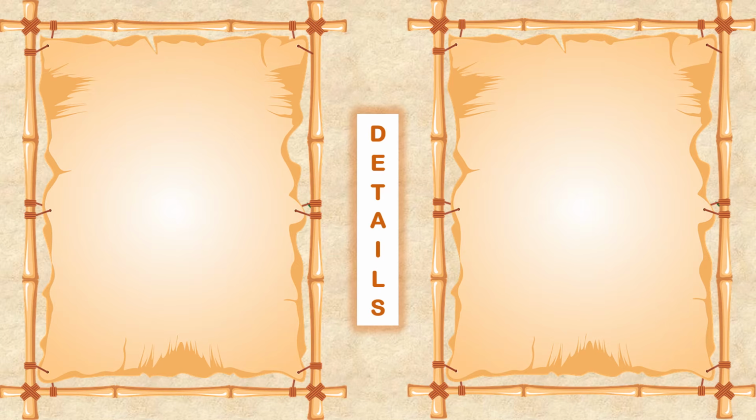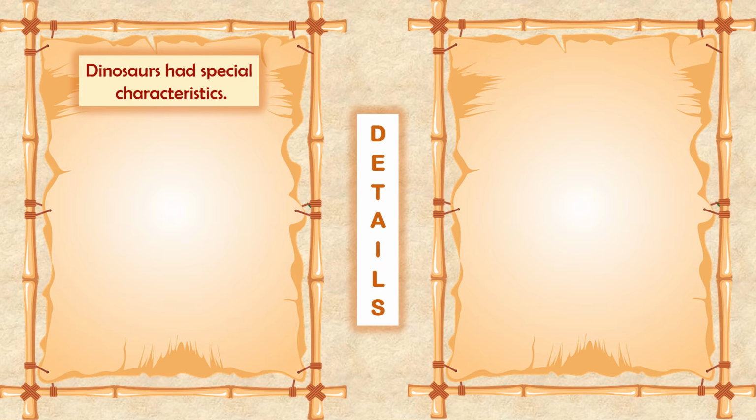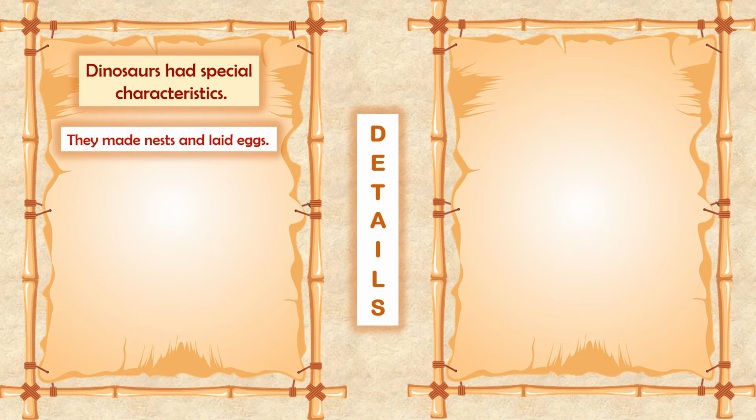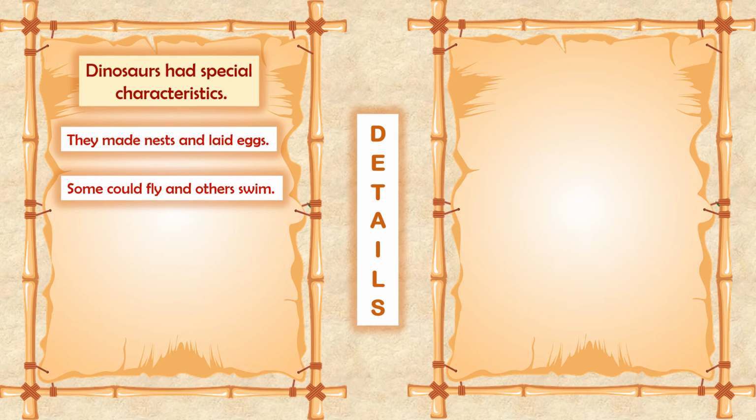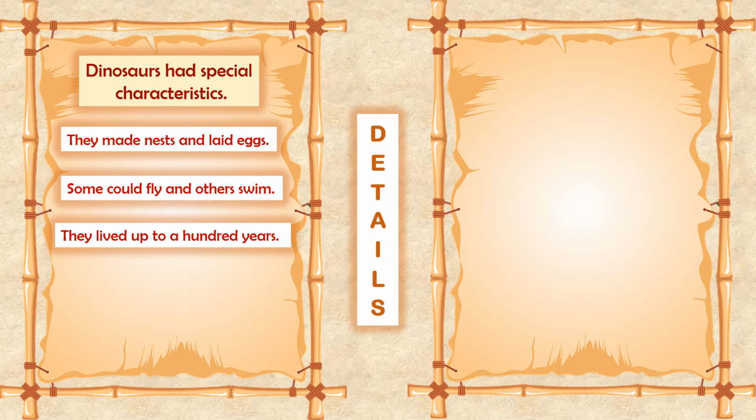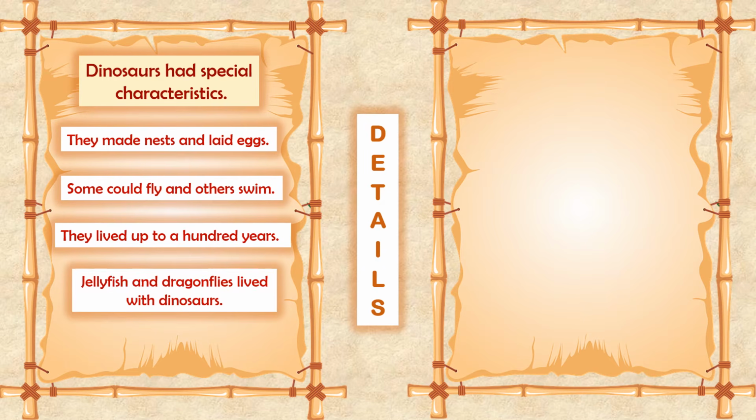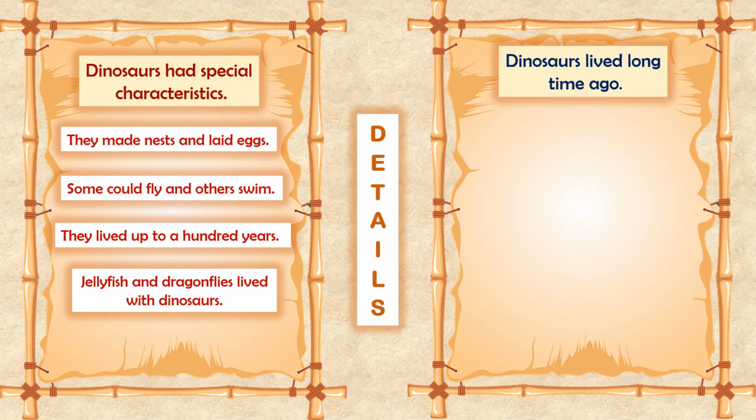I noticed that some details are related to characteristics of dinosaurs, or things that dinosaurs could do. Let's retell those details. For example, some dinosaurs made nests and laid eggs. Some dinosaurs could fly, while some could swim. Most dinosaurs lived up to 100 years old. Jellyfish and dragonflies were some animals that lived with dinosaurs. Other details talk about the fact that dinosaurs existed long time ago, even before humans, but they don't exist anymore.